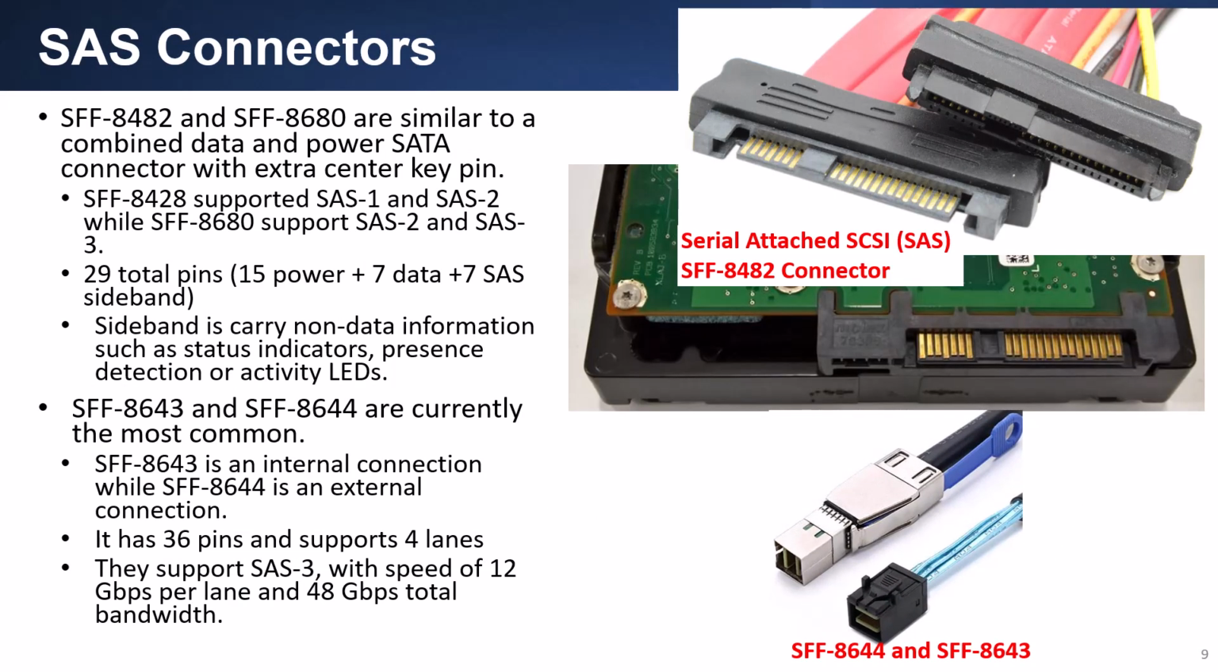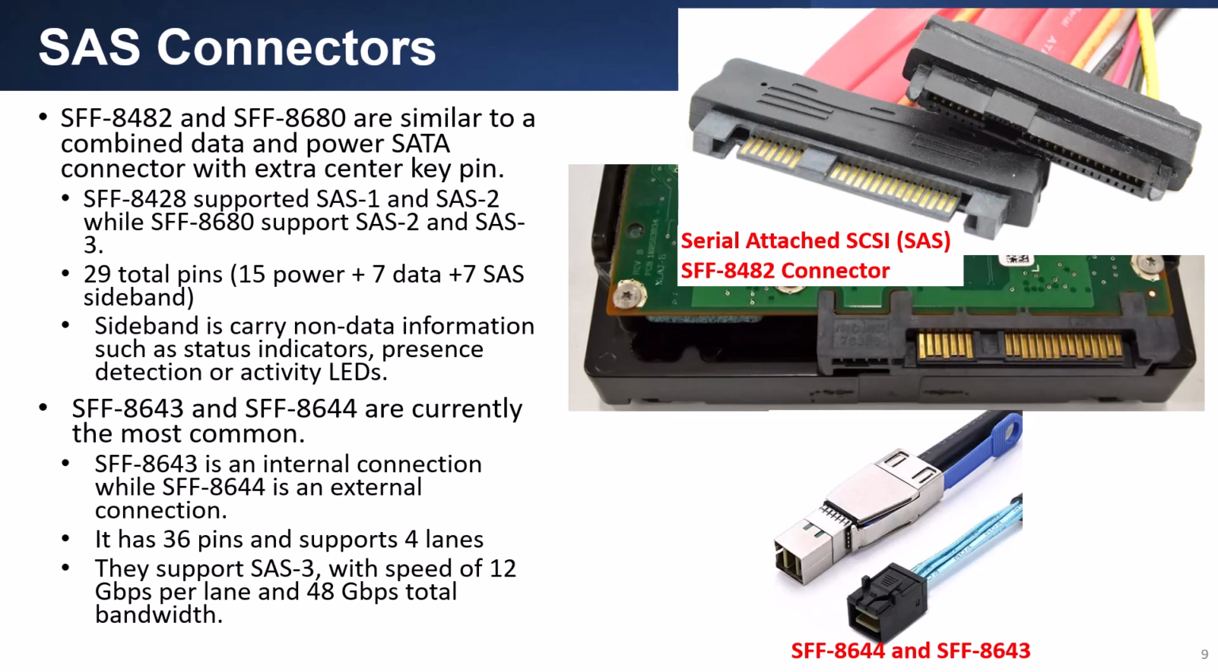Yes, SFF 8482 and 8680 connectors are similar to SATA, but with a combined power and data cable connected together, but with an extra center key pin to differentiate from SATA drive connectors. SFF 8482 supported SAS 1 and 2, while 8680 supported SAS 2 and 3. Both have 29 pins with 15 power and 7 data, and include a 7-pin sideband, which is used to carry non-data information such as status indicators, presence detection, or activity LEDs.